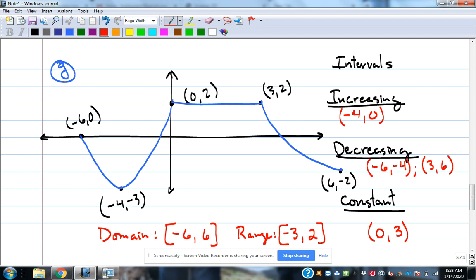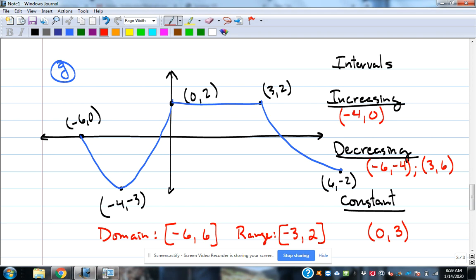Remember, read it left to right. There can be more than one increasing interval. There can be more than one constant interval. There can be more than one decreasing interval. There may not be any of one of those. You're going to have at least something going on, but you don't have to have an increasing interval. You don't have to have a constant interval. You don't have to have a decreasing interval. It just depends on the graph. Some of them will have no increasing interval because it's a decreasing function or something like that. So keep that in mind.